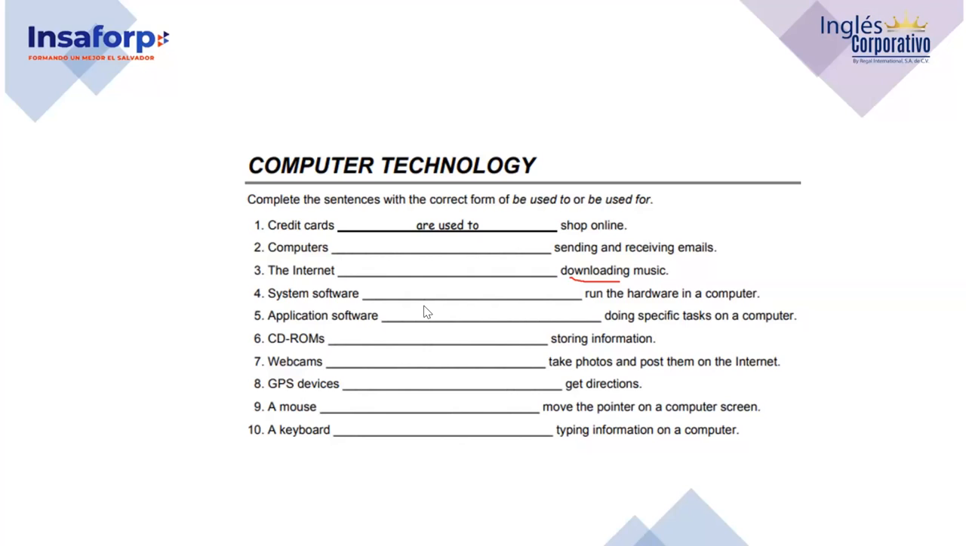Four. System software is used to from the hardware in a computer. Very good. Thank you so much. Somebody else with number five, please. Somebody else with number five.